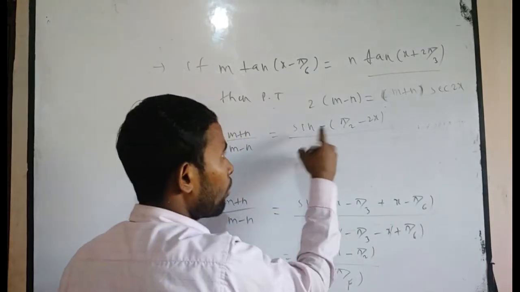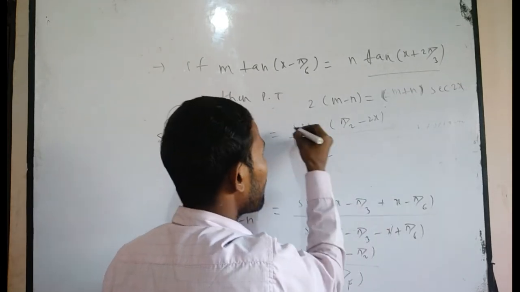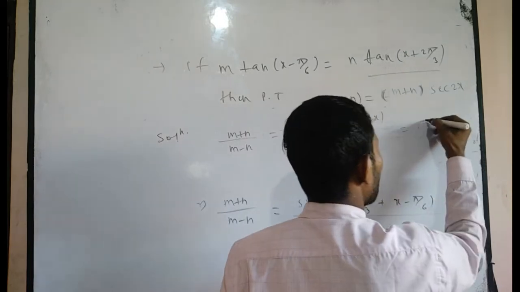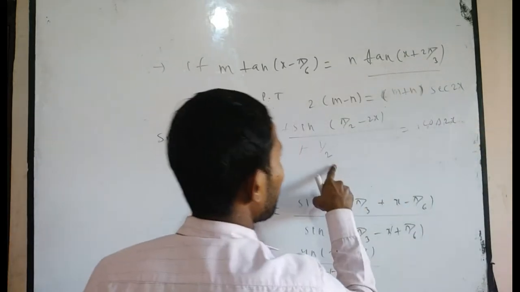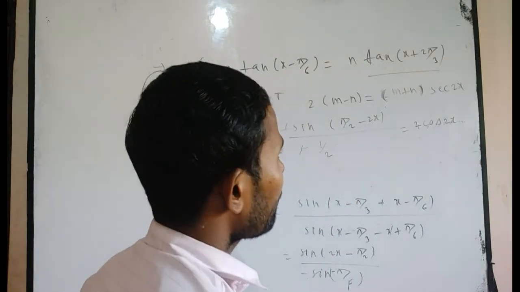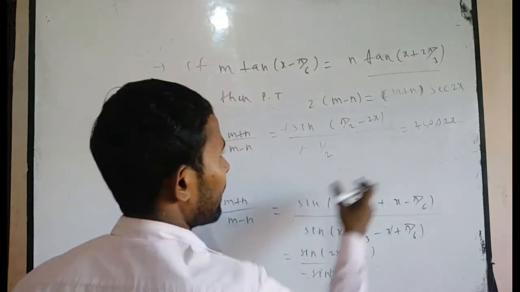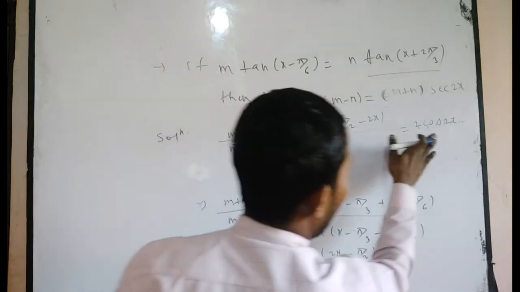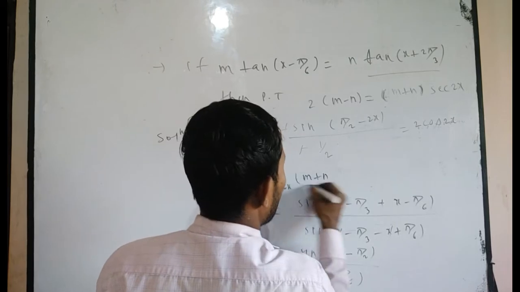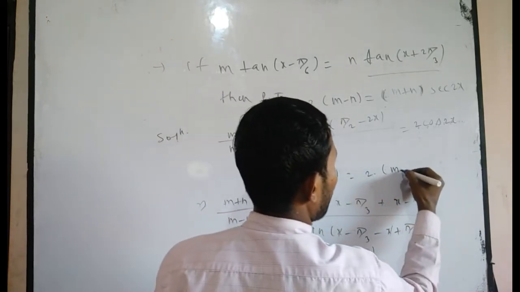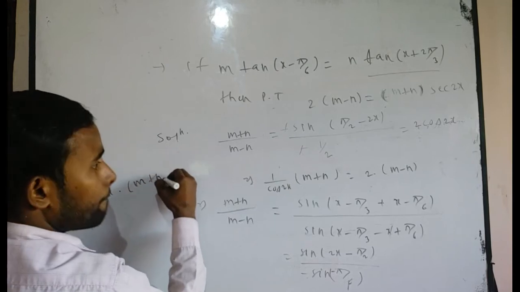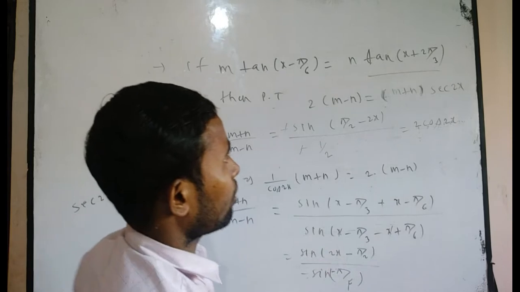And you also know that sin(-theta) is equal to -sin theta, so you can also take the common factor outside of this. Now minus minus cancel, and sin(pi/2 - theta) is equal to cos theta. So you can write cos 2x, and you take 2 in its numerator, so you can write (m + n)/(m - n) is equal to 2 cos 2x. And if you take this term in LHS and this term in RHS, can you write it as 1/cos 2x into (m + n) is equal to 2 times (m - n)? As you know that 1/cos 2x is equal to sec 2x, so can you write sec 2x into (m + n) is equal to what? 2 times (m - n), which is what we wanted.